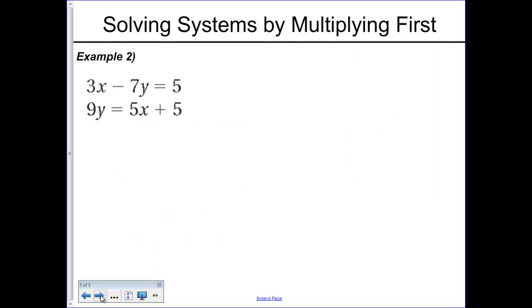Example 2. Sometimes we have a situation where the variables are not lined up like you see here. So the first thing I want to do is line up my variables. This first one does not need to be altered because it's already in standard form. Standard form is one of the easiest ways to do this. I'm going to move my 5x this way, which will give me a negative 5x, a positive 9y, and a positive 5 still left over on that side.